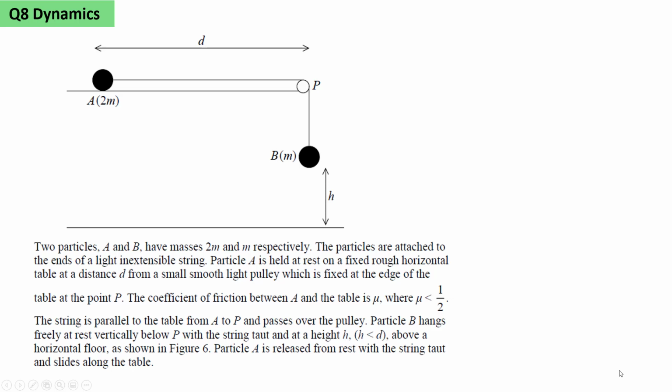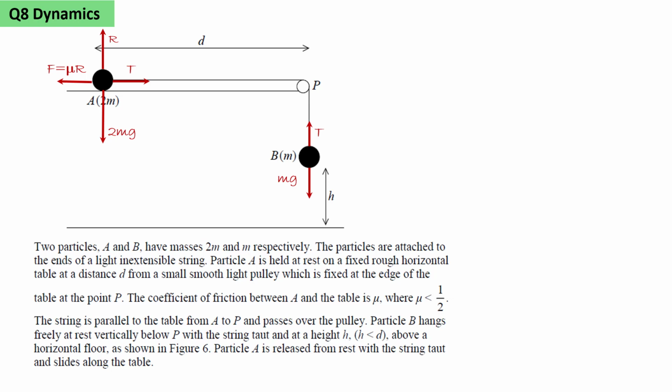We have two particles connected by an inextensible string. We add their weights, 2mg and mg, a reaction R to the rough table at A, and a limiting friction F equal to μR. There will also be equal tensions, which we denote by T, as the pulley is smooth.